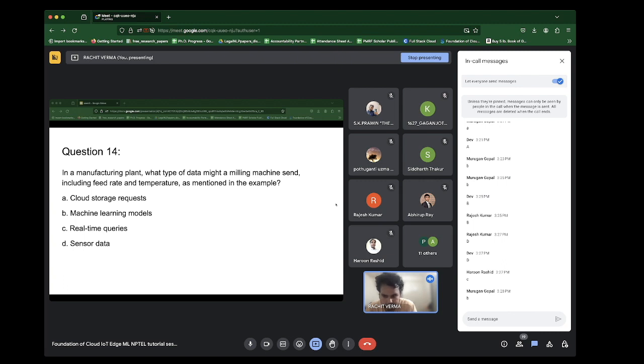So I just want to go over the options. A milling machine cannot make cloud storage requests directly, right? The cloud storage request will be performed by one of the components in the IoT on the cloud side. So after you send the data, maybe the cloud IoT hub will handle this. And so sensor data is the correct answer. The milling machine will have some sort of sensor data such as feed rate and temperature. All of this data will be sent as a stream to the cloud for processing. Okay.